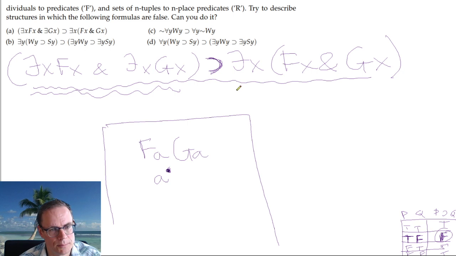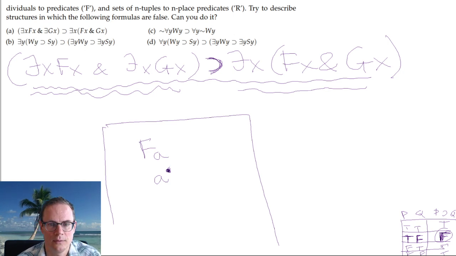But now we want to make the consequent false, because our truth table for horseshoe says if you want to make the whole thing false, you have to make the antecedent true and the consequent false. Now, is this false? It says there's an x such that it is F and G. Oh, it's true, because A is both F and G. But we don't want it to be true. We want it to be false.